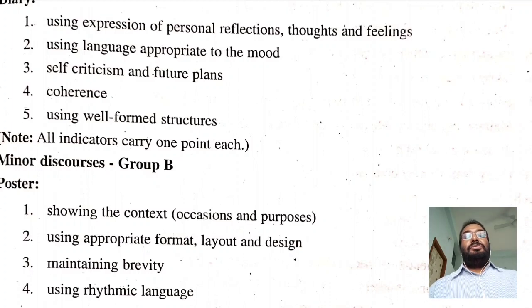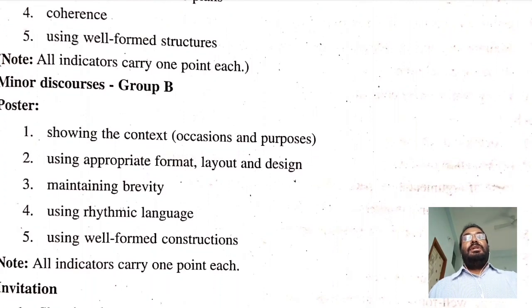Now coming to paper 2, that is group B minor discourses. First one is poster. And you have examples of poster in your textbook itself. And you might have seen many posters also. First thing that we have to take is the context should be shown. What is that? The occasion and purpose of making this poster. Then there should be appropriate format. We should keep the heading for that. First of all, we have to write poster on the top.